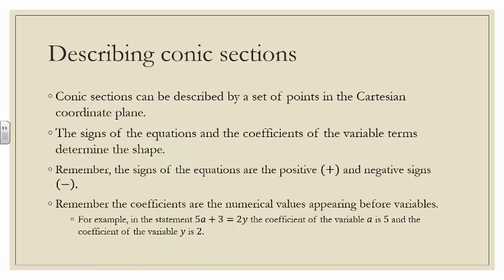Conic sections can be described by a set of points in the Cartesian coordinate plane. The signs of the equations and the coefficients of the variable terms determine the shape we're discussing. Remember, the signs of the equations are the positive and negative signs, and the coefficients are the numerical values appearing before variables. For example, in the statement 5a plus 3 equals 2y, the coefficient of the variable a is the number 5, and the coefficient of the variable y is the number 2.